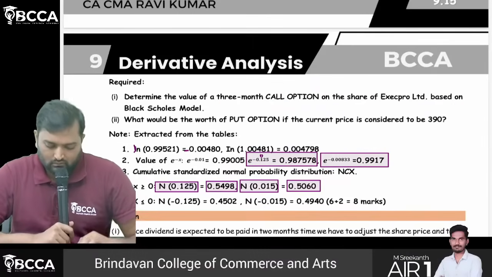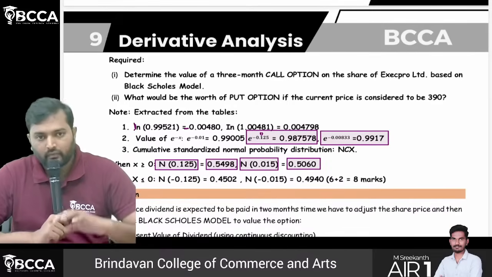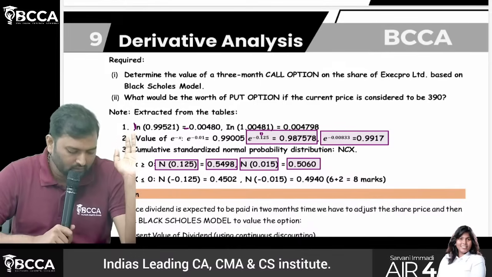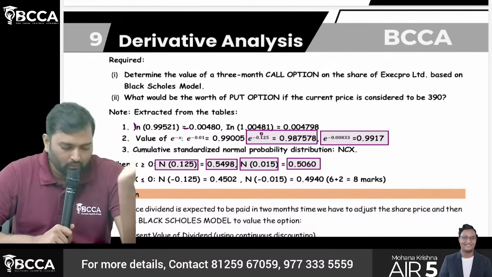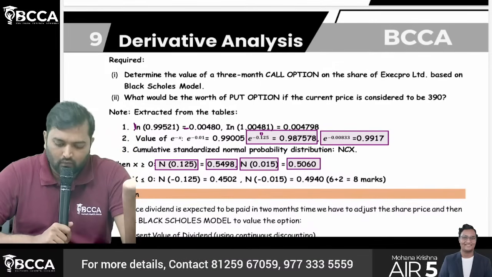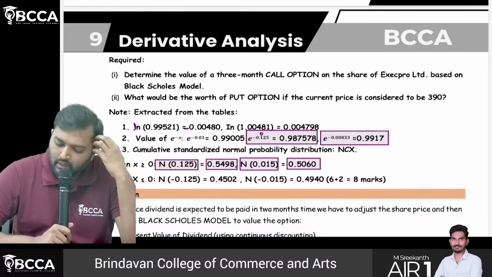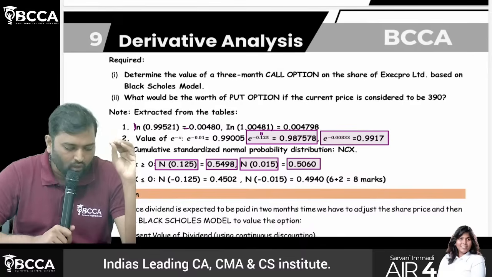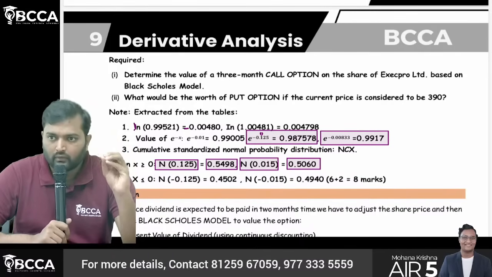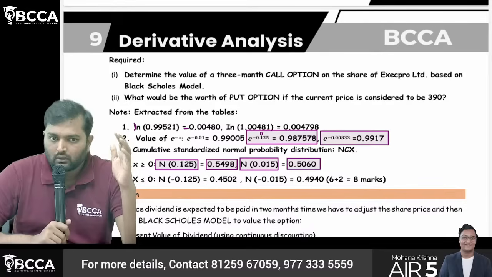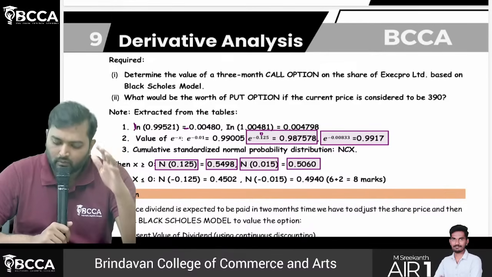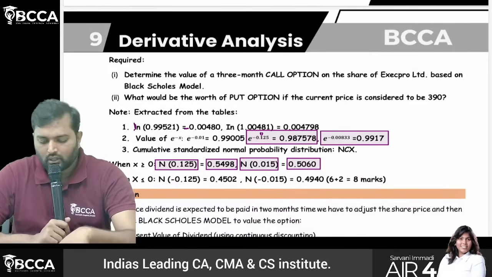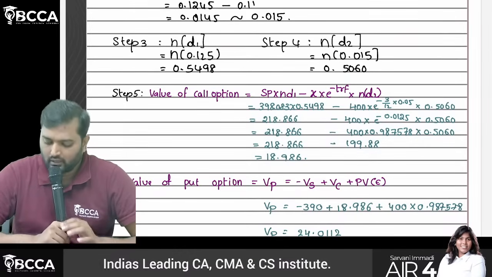Second part. Actually we should come from the beginning, but in the suggested answer they have given a simple answer. What would be the worth of a put option if the current price is considered to be 390? They are asking the worth of a put option. If the current price is considered to be 390, we should apply the put call parity equation.